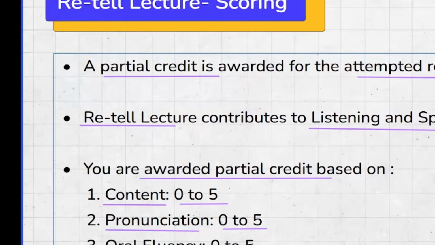So what exactly is oral fluency? Well, you need to ask yourself that does my speech demonstrate a smooth, effortless, natural rate of speech, which means that your speech should neither be too fast nor too slow. At the same time, you need to avoid any kind of choppiness in your tone. So all these 3 parameters together are going to decide your score in retell lecture.